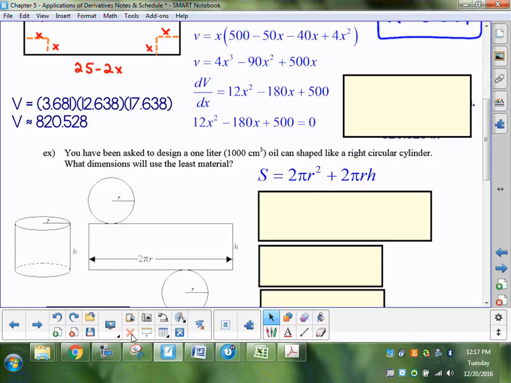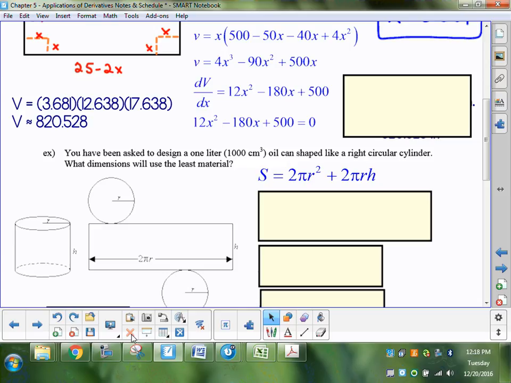Now here's our problem. When I'm looking at this, I have to make a replacement, because we're trying to find which dimensions will use the least material. The problem that I currently have is the right half of this, the part that you're taking the derivative of. You're going to have to recognize you have too many variables. How many variables are there on the right-hand side? Hands up, please, when you can tell me. How many variables are there on the right-hand side? Thomas? 2. What are they? R and H.